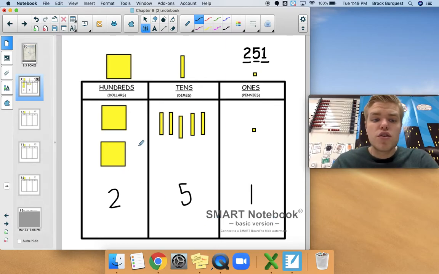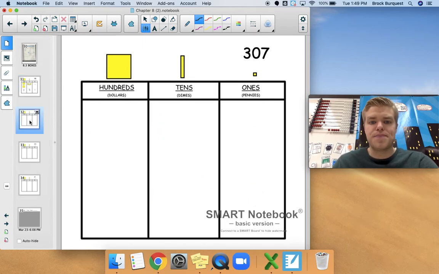So I have 2 hundreds blocks. That gives me 200. I have 5 tens blocks. That gives me 50. And I have one block. And that gives me 1. So I have 251. Let's look at the next one.